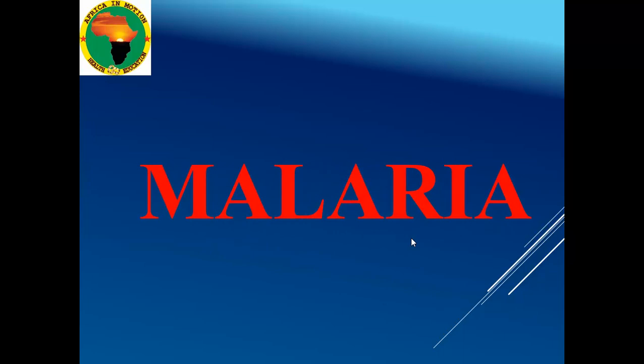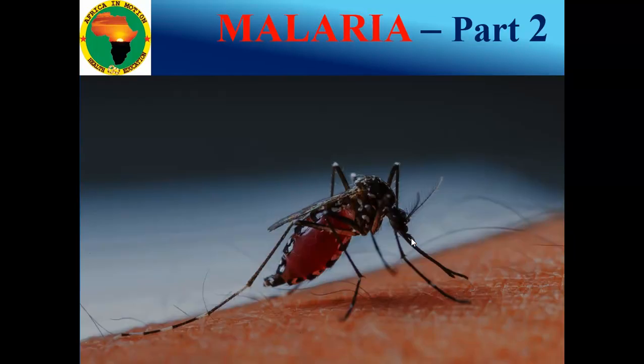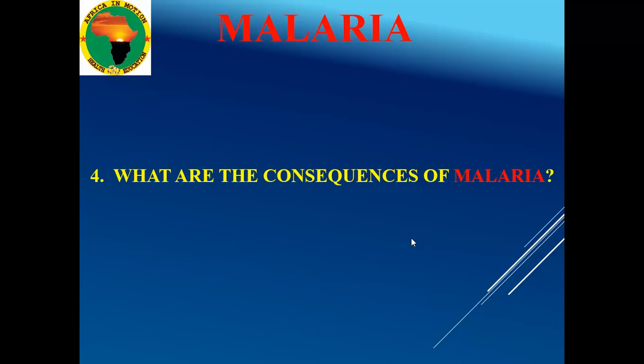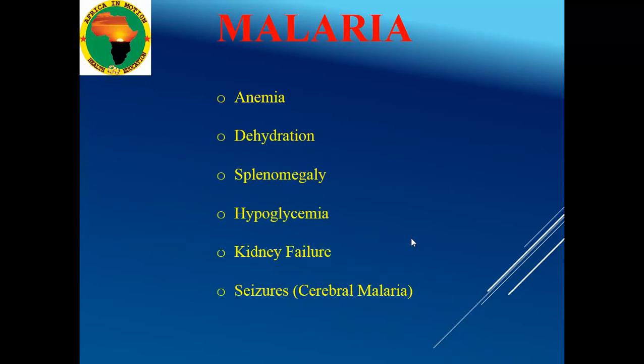We are continuing with part 2 on this topic of malaria. We have seen part 1, the definition, the causes, mode of transmission. Today we are going to see the consequences, complications of malaria. How is malaria treated and prevented? Now, let's start on the complications of malaria and the consequences that it comes with.